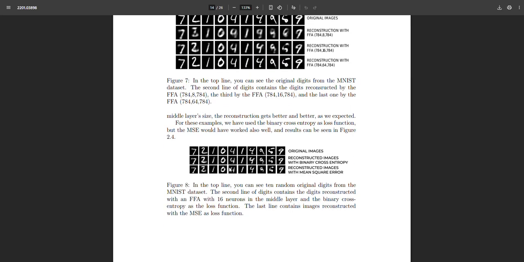Finally, we'll briefly compare our loss functions in practice. For these examples, we primarily use the binary cross entropy loss, but the mean squared error would have worked well as well. Figure 8 compares the reconstructed images from a model using BCE versus a model using MSE, both with a 16 neuron bottleneck. As you can see, the quality of reconstructed images is very similar, demonstrating that both loss functions are effective when correctly applied.